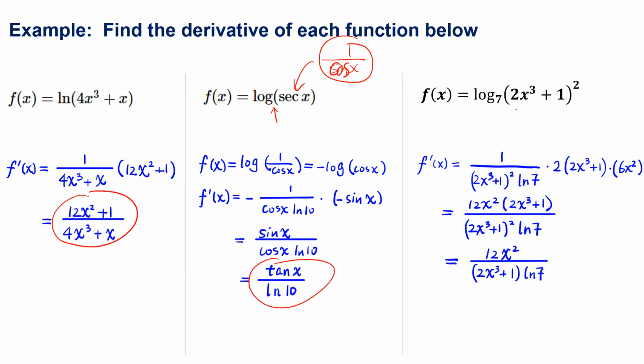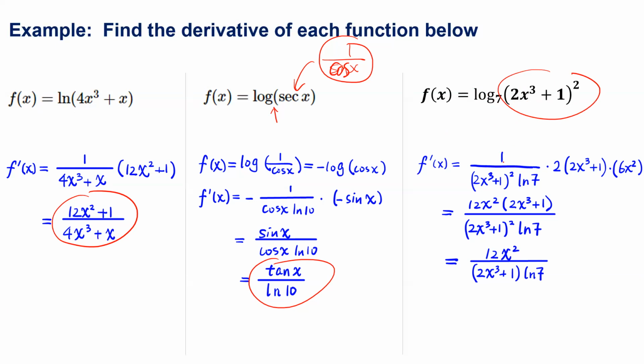Okay, if no questions, let's have a look at the next one. Next one has 3 layers, right? Outmost function is a log base 7. So the derivative of the outmost function is the reciprocal of this expression times ln 7 as the denominator, right?